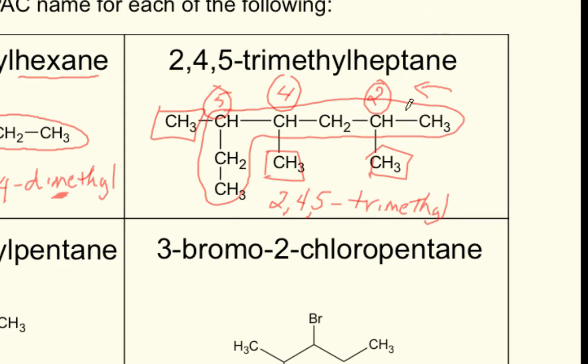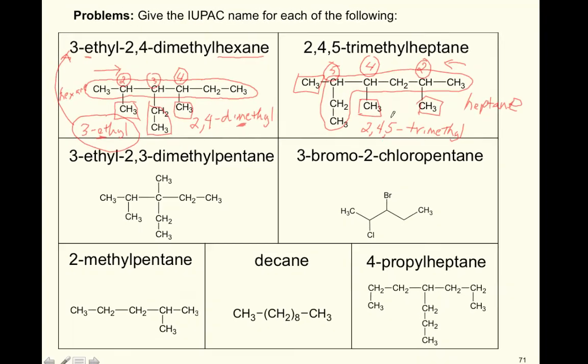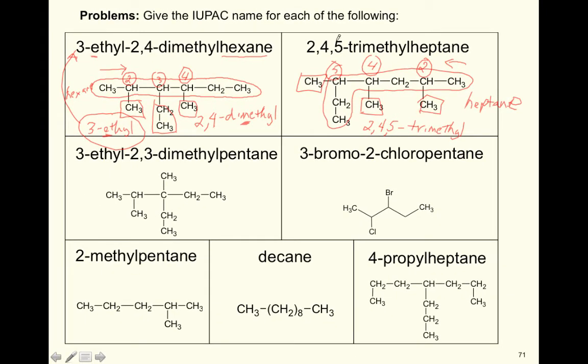Oh, and I did like last time, I forgot to write down the parent. Let's see, 1, 2, 3, 4, 5, 6, 7. So the parent name would be heptane. That's its last name. And so what goes in the front would be 2,4,5-trimethylheptane.